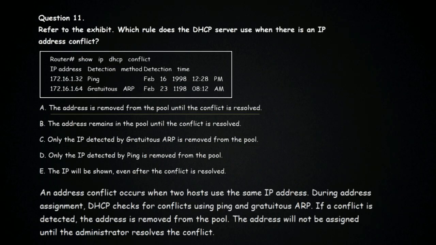An address conflict occurs when two hosts use the same IP address. During address assignment, DHCP checks for conflicts using ping and gratuitous ARP. If a conflict is detected, the address is removed from the pool. The address will not be assigned until the administrator resolves the conflict.